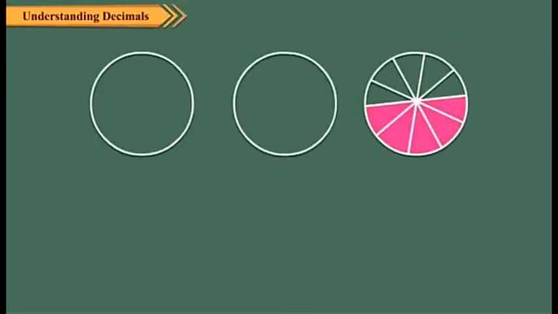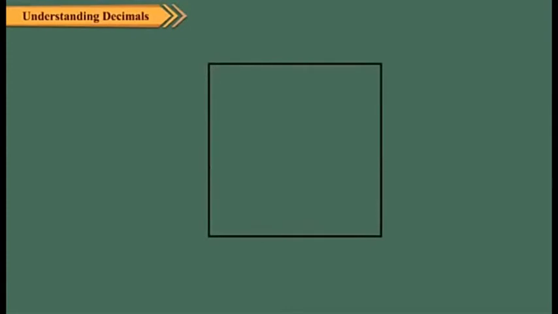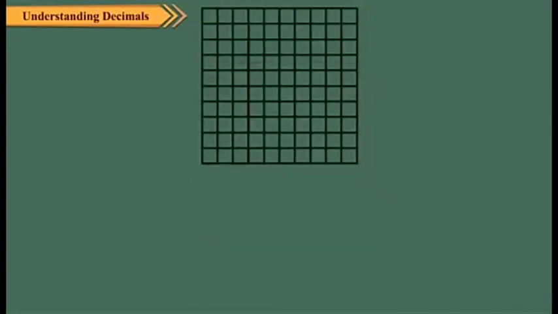Here, consider 2 complete circles and 5 parts out of 10 equal parts of a circle are shaded. So, it shows 2 and 5 by 10 or 2.5. We read it as 2 and 5 tenths. Now, observe this square. It is divided into 100 square parts and out of this one part is shaded. So, the shaded part shows 1 by 100 or 0.01. It is called hundredth. We read it as 1 hundredth.